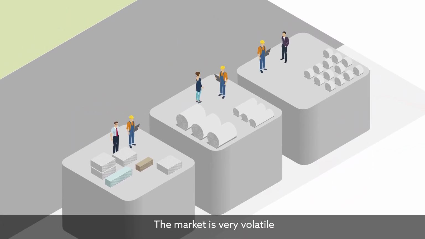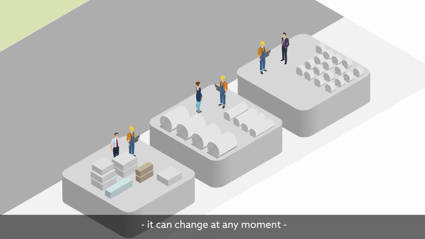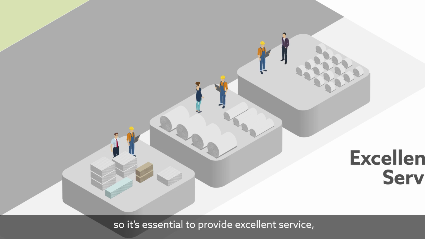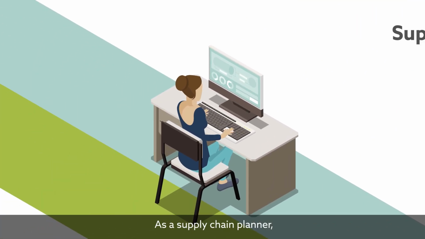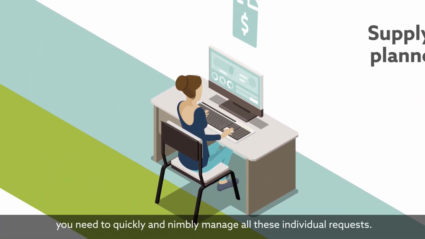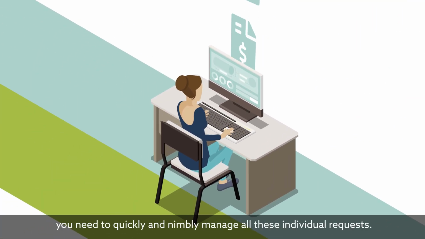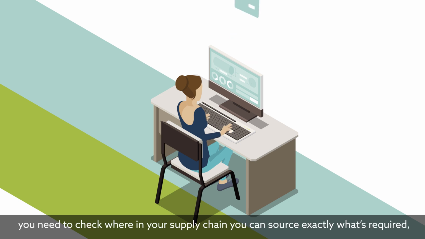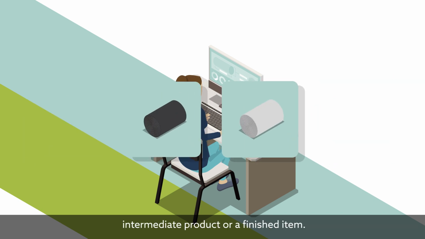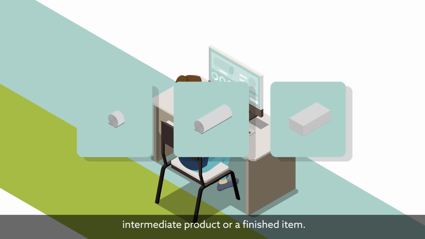The market is very volatile. It can change at any moment, so it's essential to provide excellent service. Otherwise, customers go away. As a supply chain planner, you need to quickly and nimbly manage all these individual requests. For each one, you need to check where in your supply chain you can source exactly what's required, whether it's raw materials, intermediate product, or a finished item.